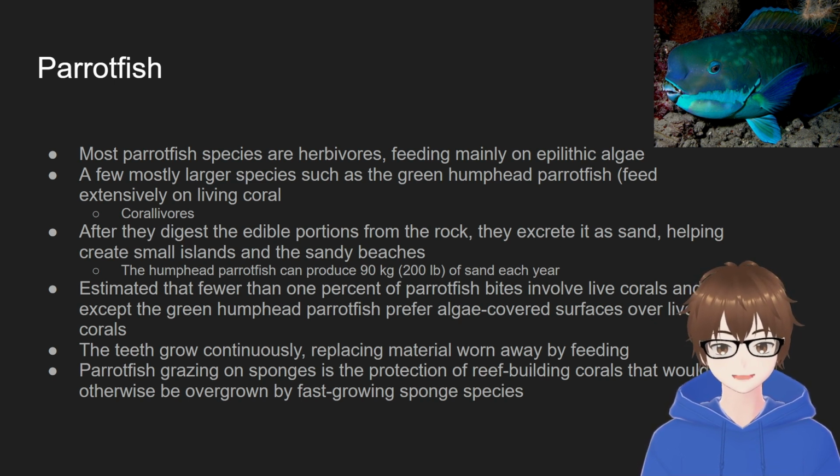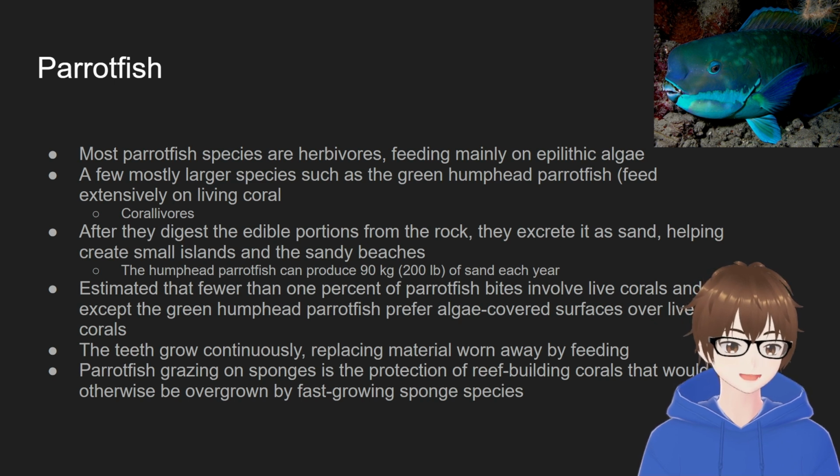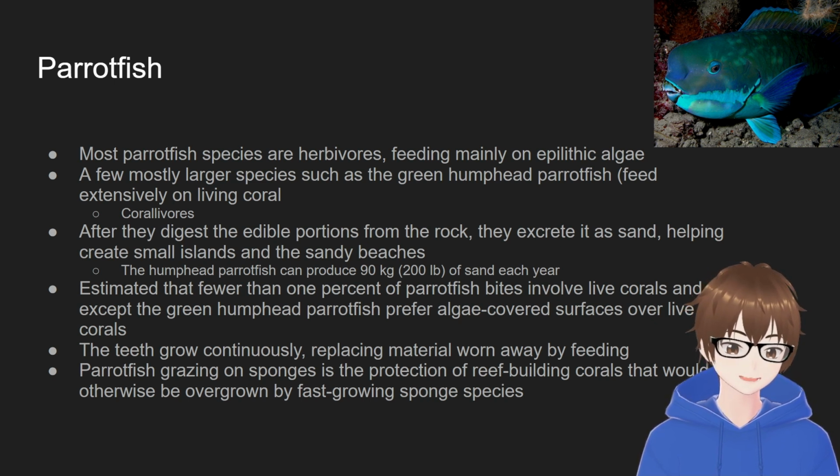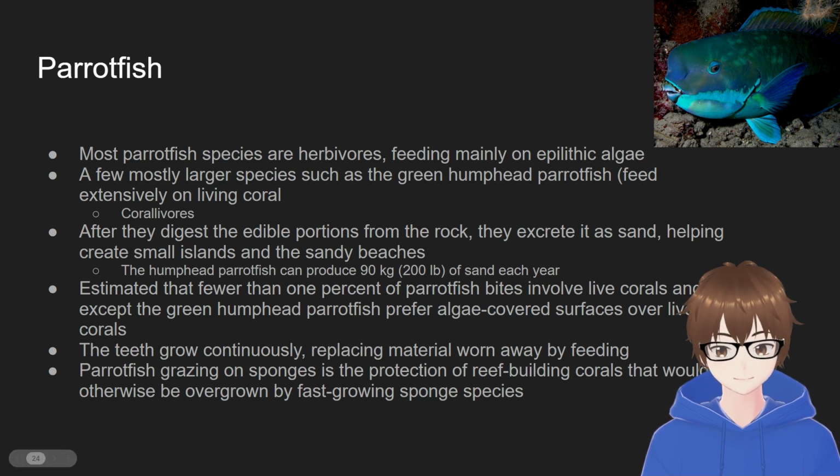After they digest the edible portions from the rock, like the algae that grow on the coral, they excrete it as sand, helping create small islands and sandy beaches. A humphead parrotfish can produce 90 kilograms, or 200 pounds, of sand each year, and it's estimated that fewer than 1% of parrotfish bites involve live corals, and all except the green humphead parrotfish prefer algae-covered surfaces over live corals. The teeth of these fish can grow continuously, replacing material worn away by feeding.